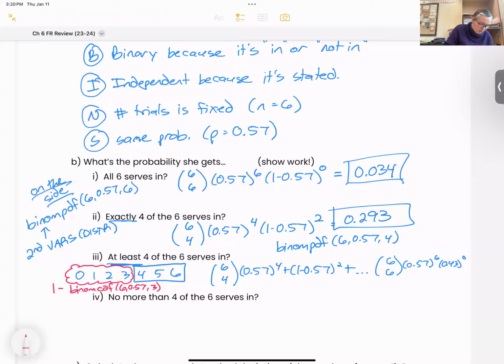Okay, so binom CDF 6, 0.57, 3. And I get 0.4823. Okay.